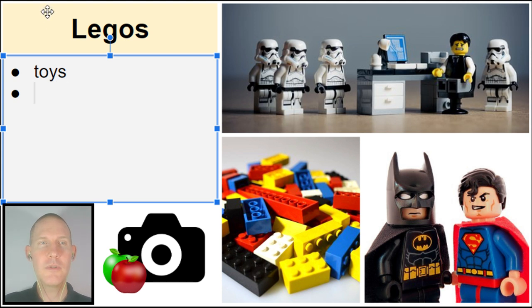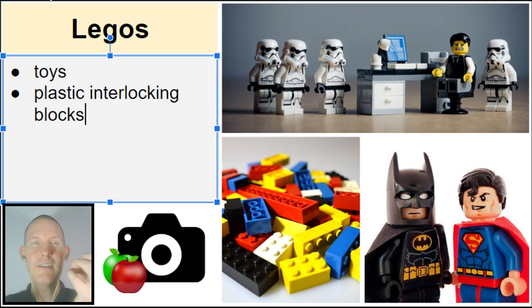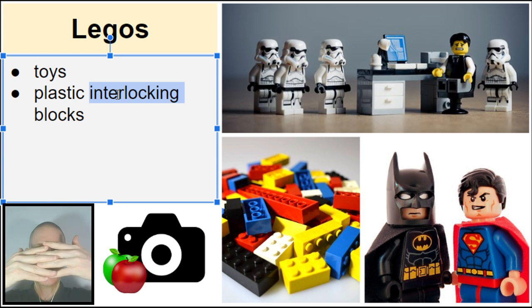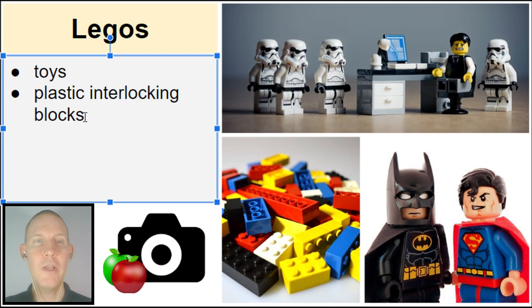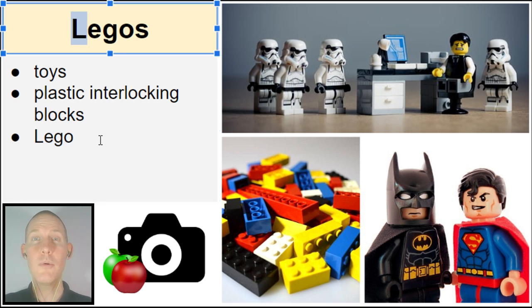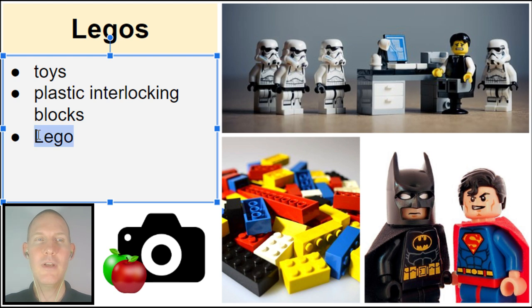If you want to get to a specific term, you could say they are plastic interlocking blocks, right? So a block, a piece of plastic, and interlocking means they fit together and stay together. That's what interlocking means. So Legos are plastic interlocking blocks, and we use a big L because Lego is the name of the company and it's what you would call a proper noun, right? So we put a capital L on Lego. So it's uppercase.